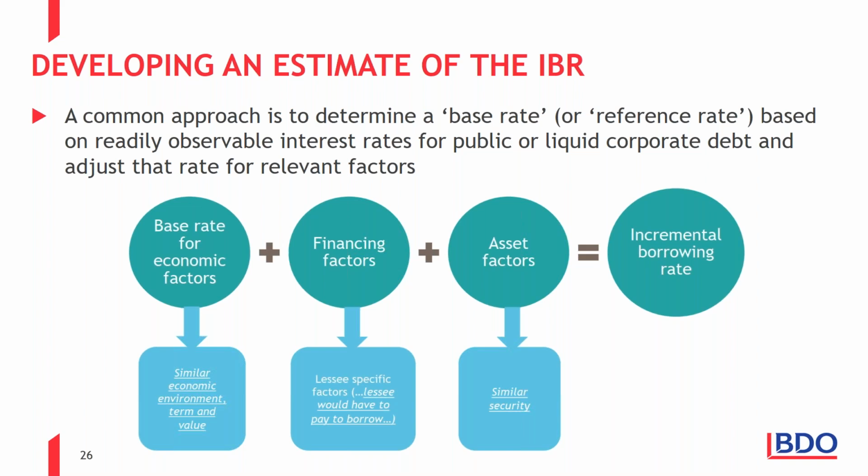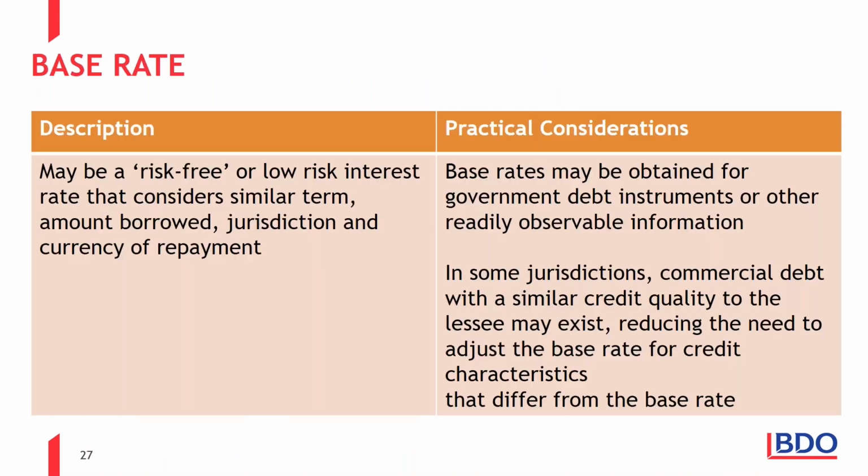So this is the similar economic environment, similar term and value, the lessee specific financing factors, and the similar security and asset factors. So jumping through this, these are broad-based, shall we call them, examples of the sorts of things we would look for. And I'm always has to say that the auditors would perhaps look at these as a sort of a risk assessment. Have you considered, let's say, these 3 factors, and how have you based your practical considerations? So if you move on to the first one, just wait for the slide to change.